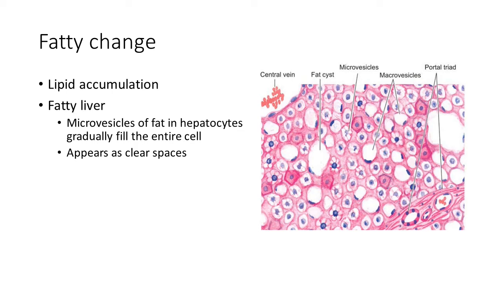In usual H and E sections, these appear as clear spaces because in normal H and E staining, due to the organic solvents used, this fat is dissolved. So it appears as clear spaces, but it can be seen or demonstrated by special staining techniques for fat like Sudan dyes.